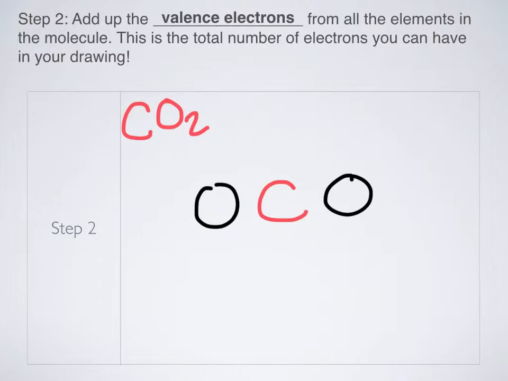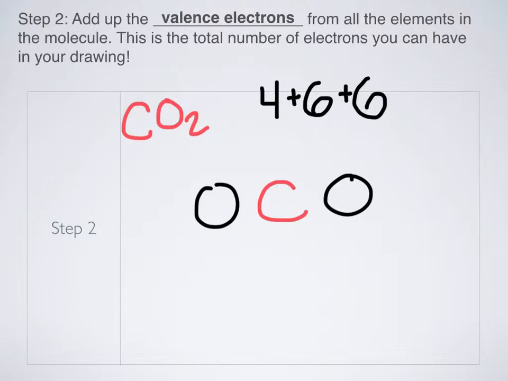All right, so in our second step, we need to add up our valence electrons from all of the elements in our molecule. So I have 1 carbon and I have 2 oxygens, so I need to look at my periodic table and see how many valence electrons each of those elements has. So take a look. Carbon has 4 valence electrons, and oxygen has 6. And I have 2 oxygens, so I actually have 12 from the oxygens alone.